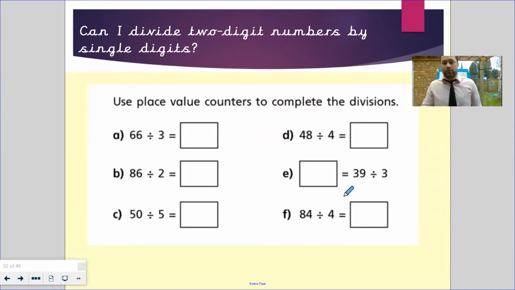Now, what I would like you to do is to use a place value chart to complete all of these calculations, okay? You can pause the video now and get on with the work. It shouldn't take you too long. Don't take any longer than about 10 minutes, please. If your 10 minutes is up, then move on. Okay, hopefully you've spent about 10 minutes on those questions. Don't worry if you haven't got them all done. It's just practice and giving it a go.